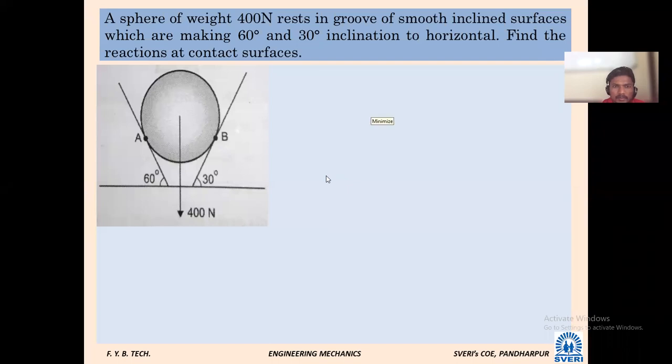A sphere of weight 400 Newton rests in a groove of smooth inclined surfaces which are making 60-degree and 30-degree inclination to the horizontal. Find the reactions at contact surfaces. We are supposed to find the reactions. So there is a sphere of weight 400 Newton resting in a groove, a V groove we can say, of smooth inclined surfaces making 60-degree and 30-degree inclination to the horizontal.